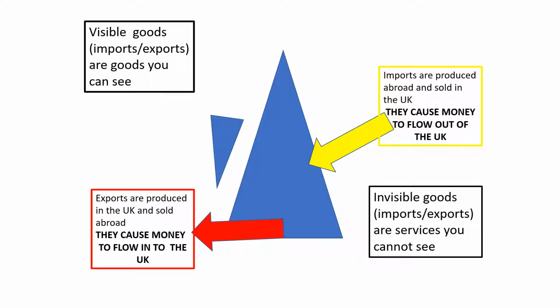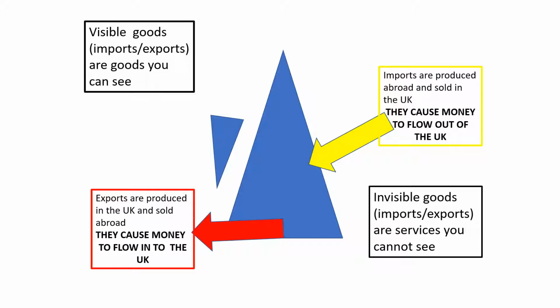The other category is invisible goods. These are, again, imports and exports, and the services that you cannot see. Now, these can be quite confusing, and this is our biggest export market. Financial services is an invisible good. We export absolutely tons of these.